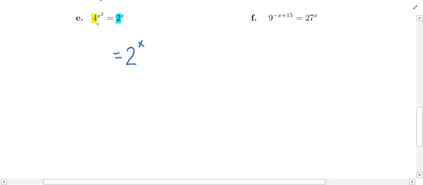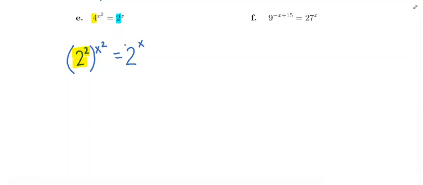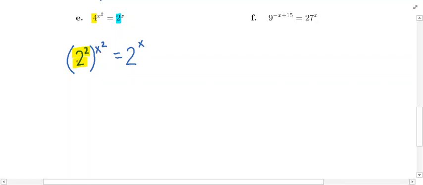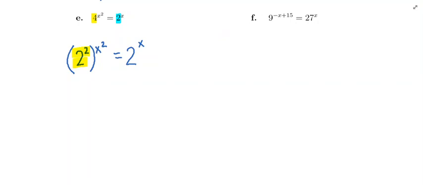On the left side, 4 is the same thing as 2 squared, and I'm highlighting this in yellow. The yellow stuff is equal. 4 is the same thing as 2 squared. 4, which is 2 squared, is raised to the x squared power. So again, all I've done on the left side is rewrite 4 so that it is the same thing as 2 squared. So I still have 4 raised to the x squared power. Now I've got base 2 on the left and base 2 on the right.